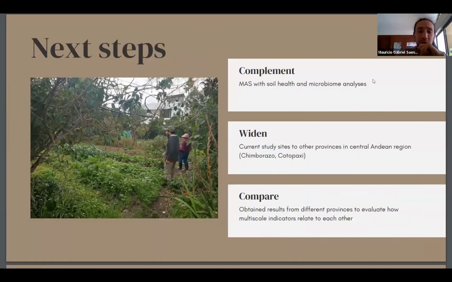So the next steps would be to complement these main agroecological structure studies with the soil health and microbiome analysis, to widen our study, including other provinces, to compare how the story is, because we see that Cayambe is a really unique case in terms of how long they have received a lot of contribution from many NGOs and local organizations as well.